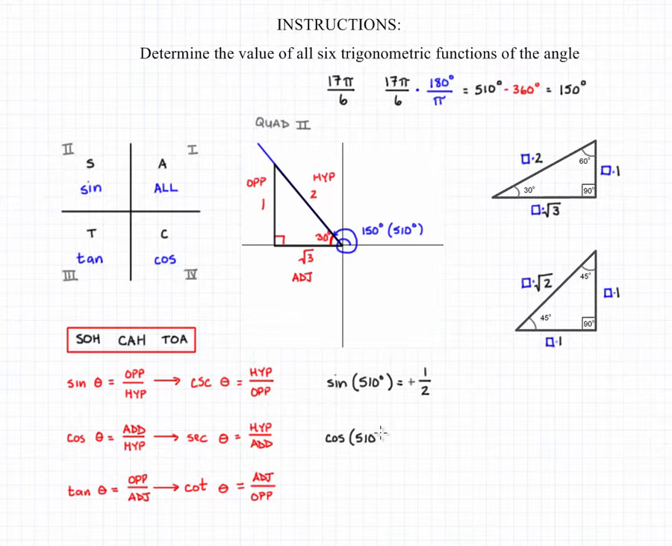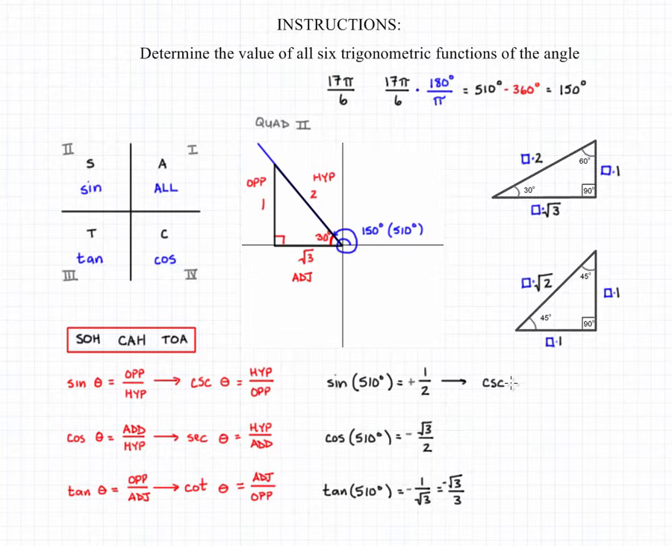The cosine of 510 degrees is going to equal root 3 over 2. However, cosine is negative in the second quadrant, so we have to apply a negative sign. Tangent of 510 degrees is going to equal 1 over the square root of 3. Tangent is also negative in the second quadrant, so we need to apply a negative sign. And then we're going to rationalize that function, so we're going to end up with negative root 3 over 3.